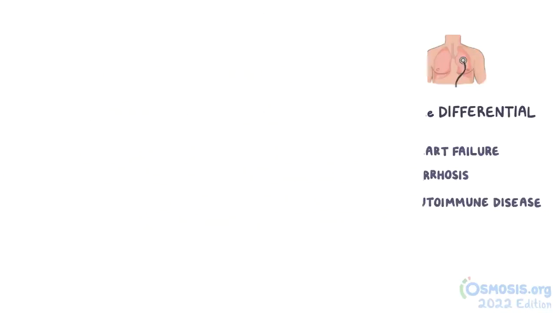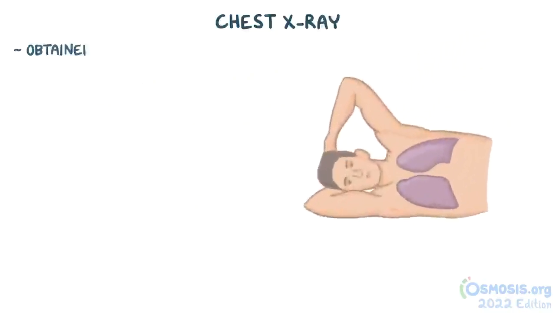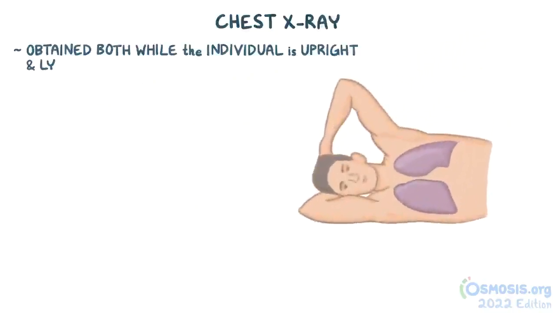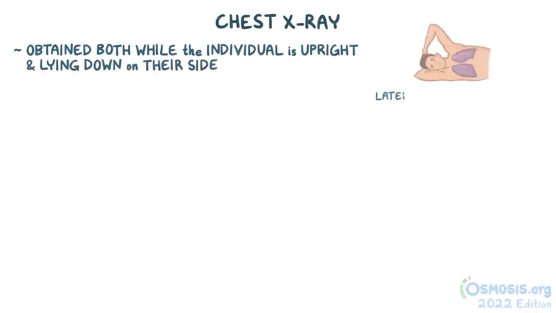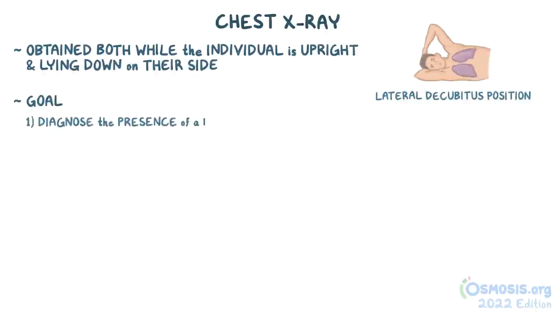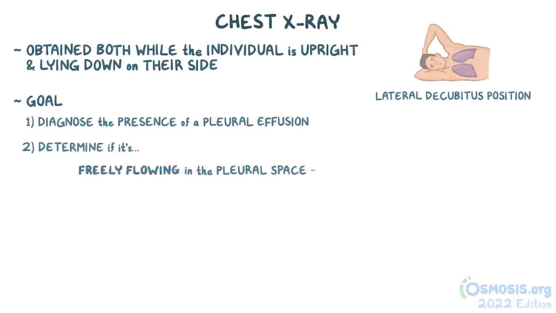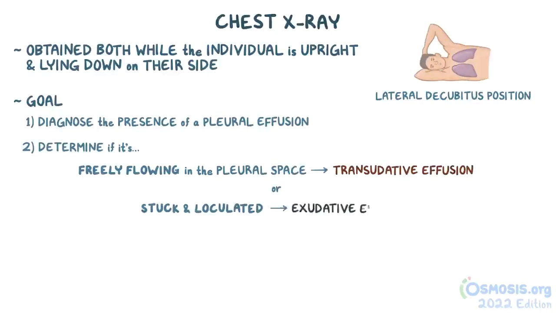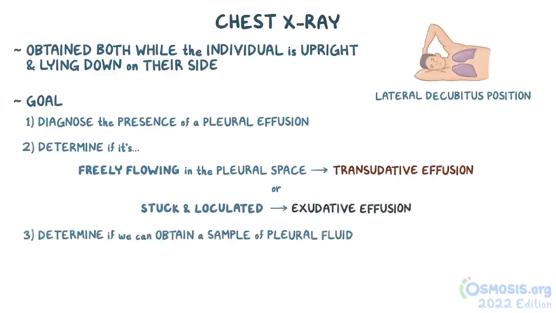Alright, now to actually see an effusion, a chest x-ray is done. Uniquely, it's obtained both while the individual is upright and laying down on their side, called the lateral decubitus position. Now, the goal of a chest x-ray is threefold. Diagnose the presence of a pleural effusion, then determine if it's freely flowing in the pleural space, which may clue towards a transudative effusion, or if it's stuck and loculated, which may indicate an exudative effusion, and finally, determine if we can obtain a sample of the pleural fluid.